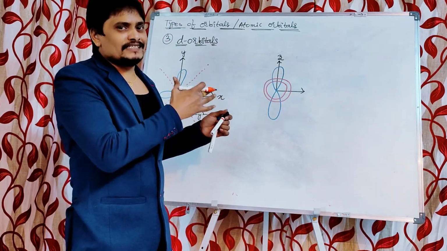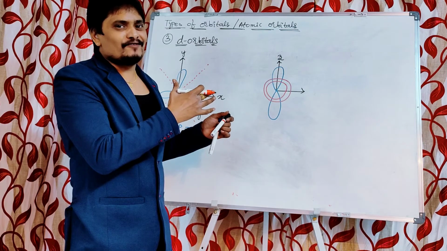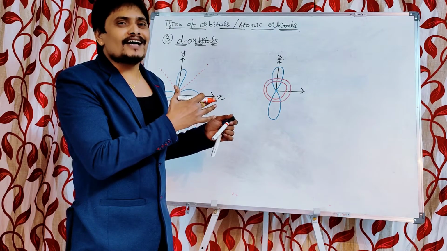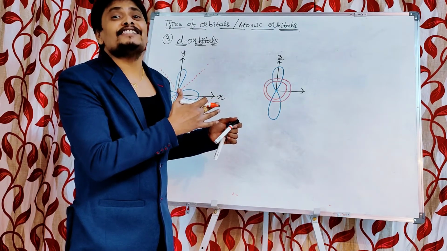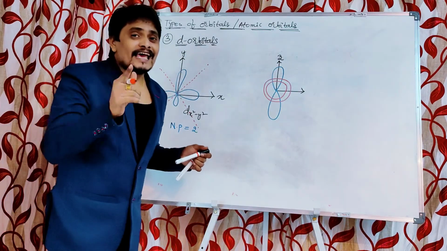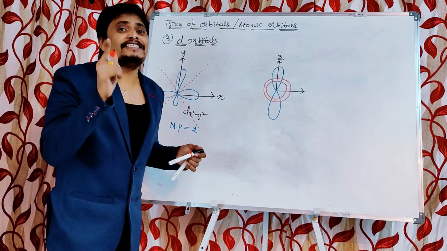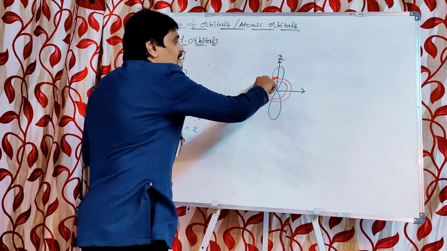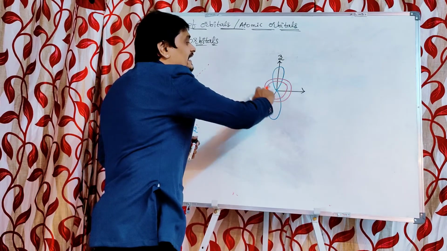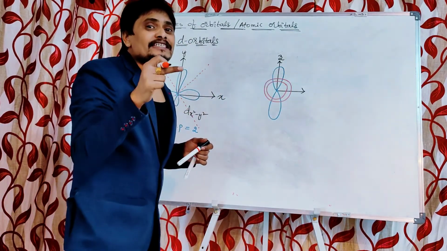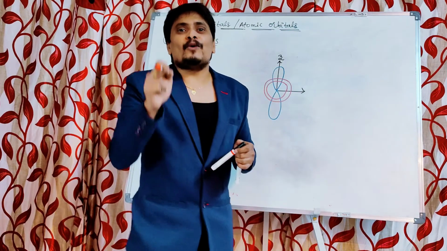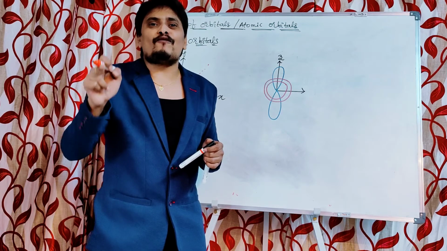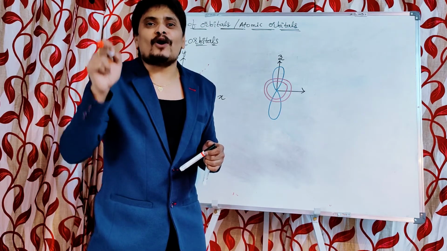The shape of this dz square can be correlated with one of the types of atomic orbital. What is that, student? That is s orbital, because s orbital is spherical in shape. Now here it is also taking the shape of a sphere. That is, it is also spherical in shape. Since it is spherical in shape, we can correlate the structure of dz square with the shape of s orbital.